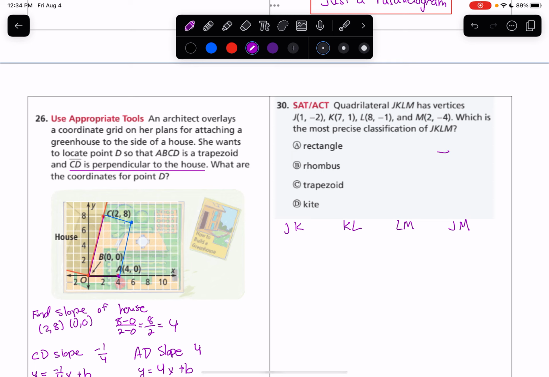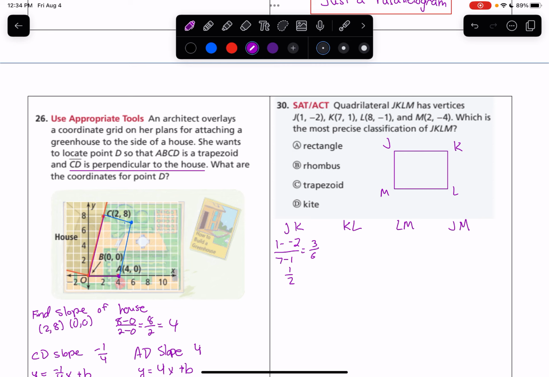Sometimes I like to draw myself an example quadrilateral. It doesn't need to be any specific shape of quadrilateral. I just like to know which sides go where. So I draw in my sides. So I know there's a side JK, a side KL, a side LM, and a side MJ. So to find the slopes of these, JK is going to be 1 minus negative 2 over 7 minus 1, which is 3 over 6, or 1/2. So the slope of JK is 1/2.